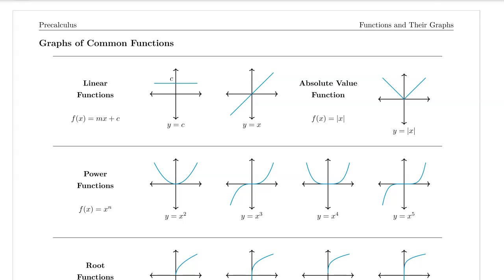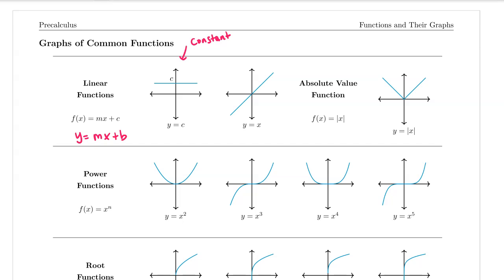On this last page of this note packet for our section on functions and their graphs, here we have some graphs of common functions. In the first row, we have linear functions, which in general look like f of x or y equals mx plus c, where c is some constant. You might be more used to seeing it as y equals mx plus b. Either of those is fine. Here, this is a constant function. That's why it's a horizontal line. We talked about that earlier.